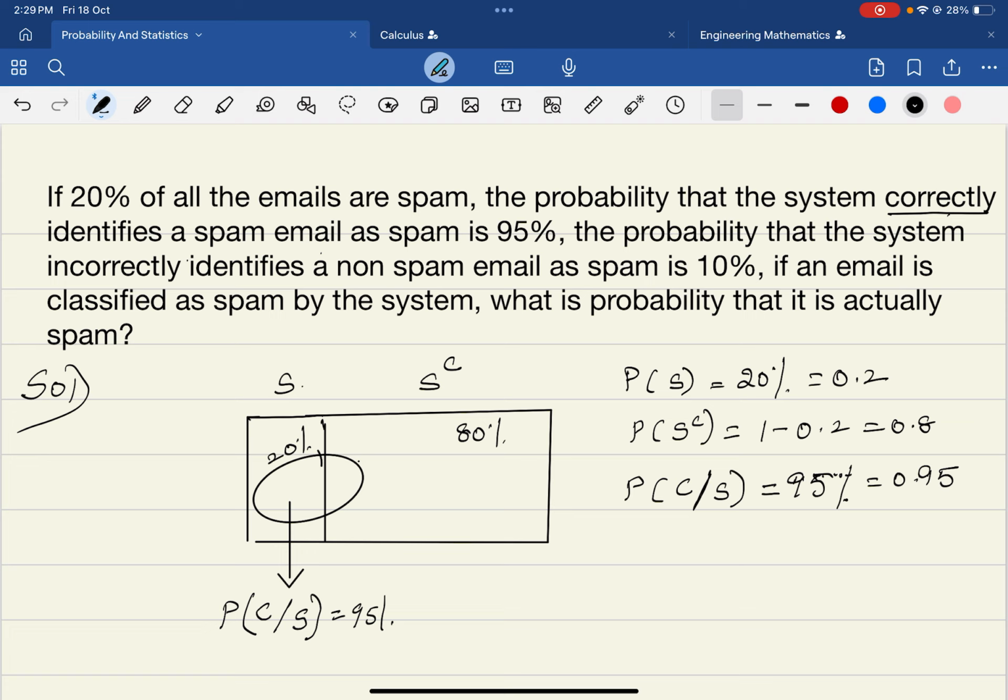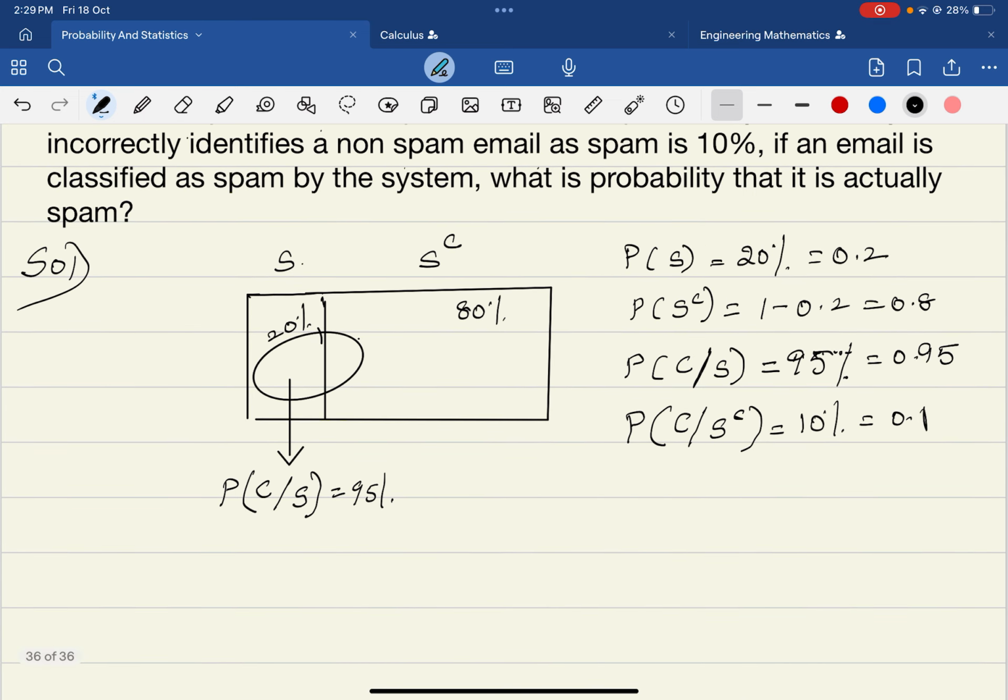Now what is our job? The probability that the system incorrectly identifies a non-spam email as a spam is 10%. So what is meant by that? It is a non-spam email, but the system identifies it as spam. This is given as 10%, so it is 0.1. Correct? These are the given conditions.